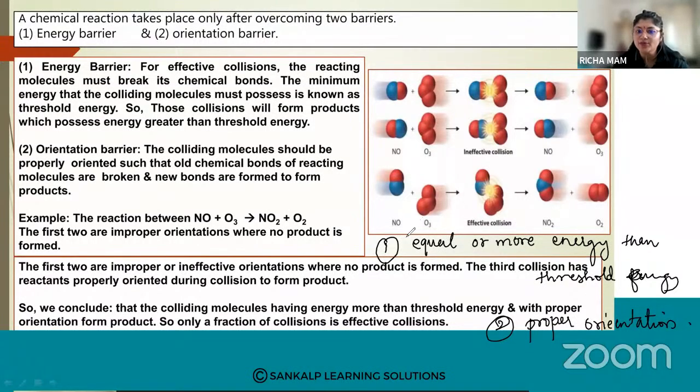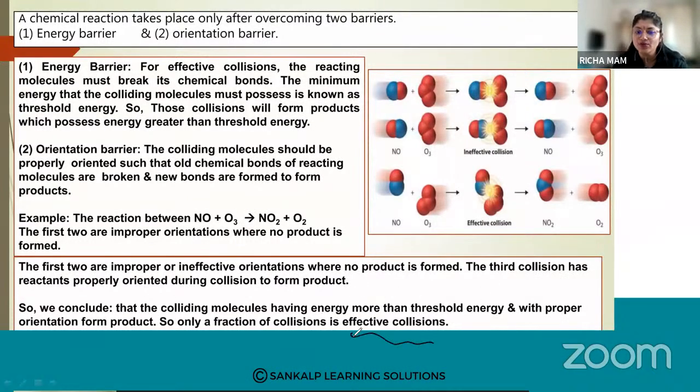So for any colliding molecules, these are hard spheres, and unless and until they collide with each other, the reaction will not proceed and they will not form products. Then what is the condition? Unless they have proper orientation and energy more than or equal to the threshold energy, they will not undergo effective collision. So if they have energy more than the threshold energy and proper orientation, then they will form products. Is it clear?